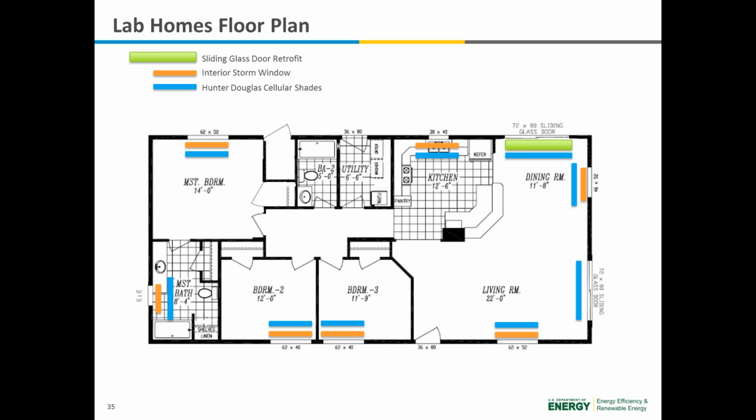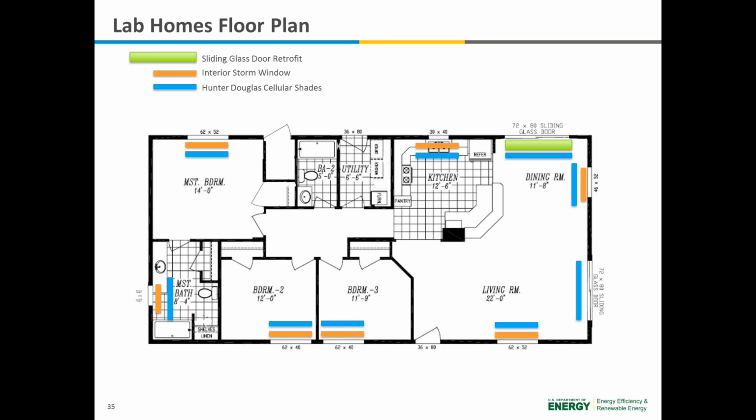So here's the floor plan of the lab homes. As you can see, there's 3 bedrooms and then the living space. If you look at the top left, we have the different technologies that were integrated and kind of where they were throughout the home. So I'll start first with the orange bars. Those are the interior low-E storm windows. Those were placed on 74% of the window area within the lab homes. So you can see those in the master bedroom, bath, and so on.